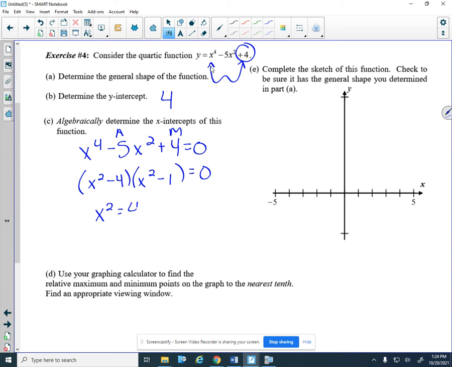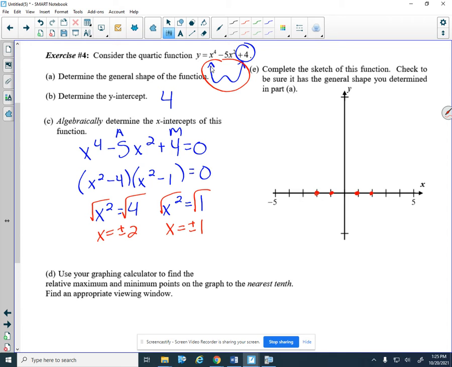I'm going to move the 4 over. This one I'm going to get x squared equals positive 1. And then we'll take our square roots. So this is going to give me plus or minus 2. Take our square root. This one's going to give me plus or minus 1. So I'm expecting my roots over on the graph to be here, here, here, and here. So I can see how I can fit this function with those 4 roots.